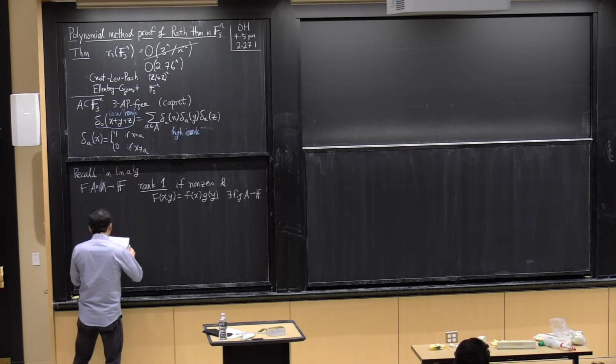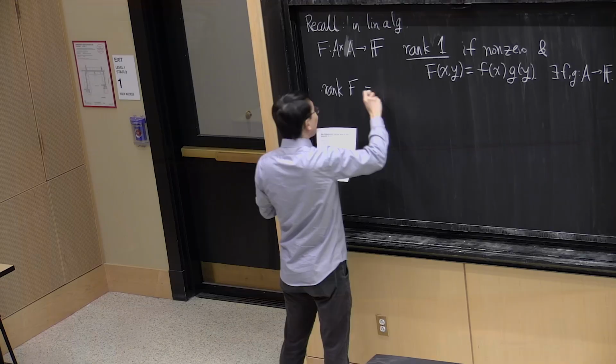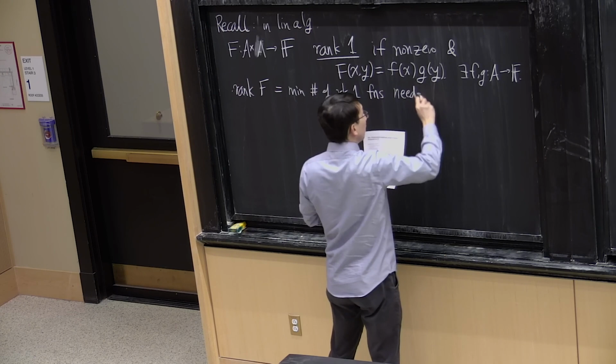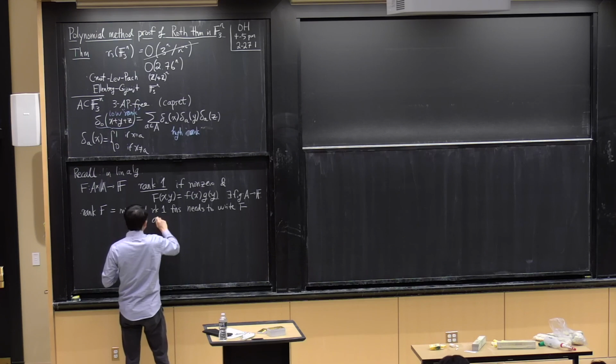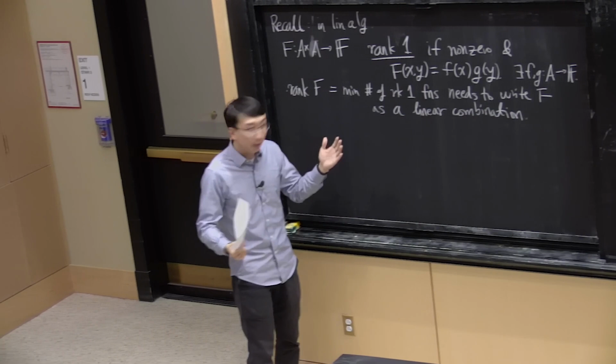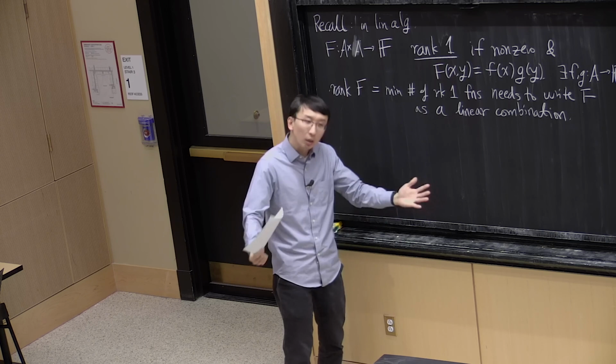And to say that something is of a specific rank, the rank of f is defined to be the minimum number of rank one functions needed to write f as a sum or a linear combination. Okay. So this is rank one, and if you add up r rank one functions, then you get something that's at most rank r. So that's the basic definition of rank from linear algebra.